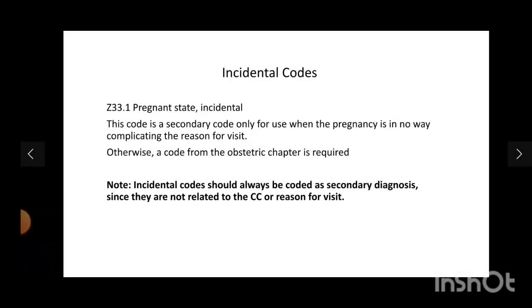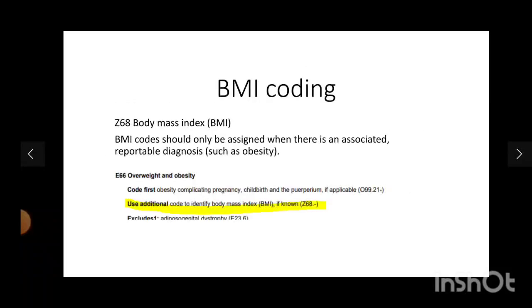BMI coding also requires an initial code like obesity. Then, to give more specific information about that obese person, we have to give the BMI, which gives specific information about whether he is overweight or underweight or something. The Z68 series is there, which will give more information about that BMI coding.